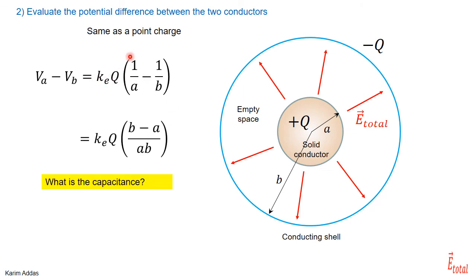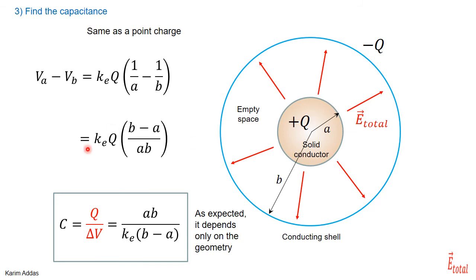Obviously you can take kq outside as a common factor. You can take a common denominator, AB, then you get B minus A in the numerator. So this is what the potential difference is. So how can you read from this what the capacitance of this device is? Well, we want Q divided by delta V. So then you take the AB from the denominator here and you put it in the numerator, and you take the k B minus A in the denominator, and you get this expression. So this is what the capacitance is for conducting spheres. And the value, as we expect as usual, depends only on the geometry. It depends only on the inner radius and outer radius of the conductors.